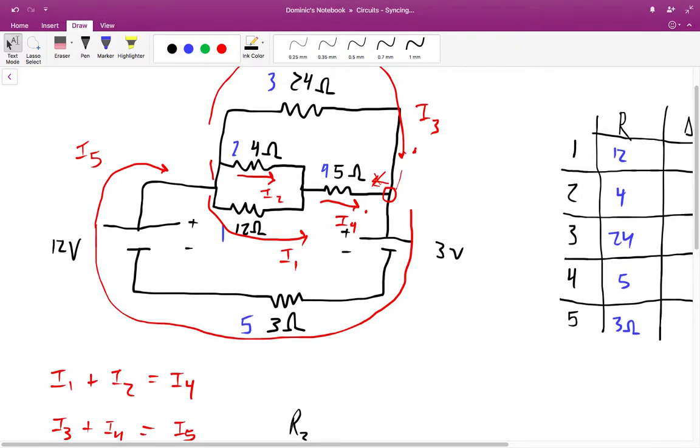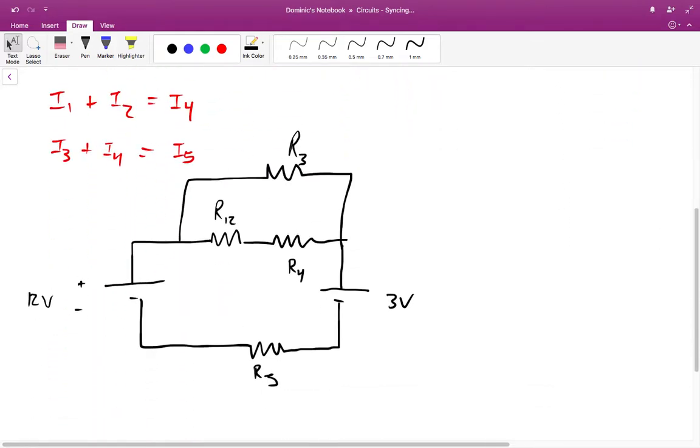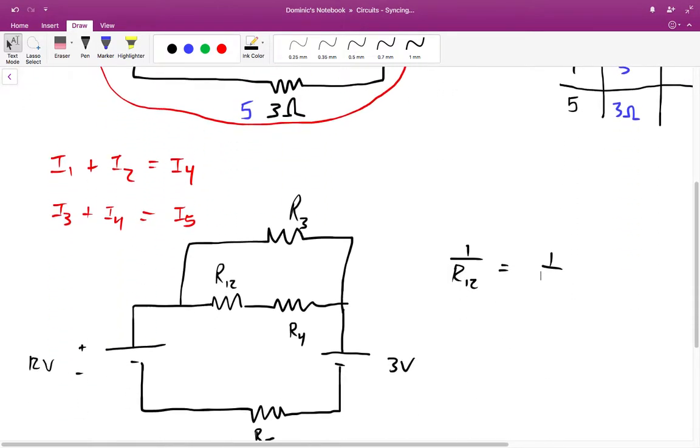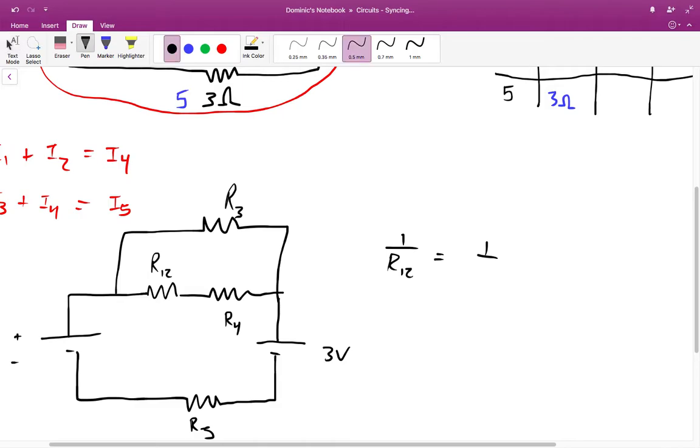Okay, we can figure out what R12 is. If we combine those in parallel, then we need to add up the inverses. So what we'd have here is 1 over R12 is equal to 1 over 12 ohm plus 1 over 4 ohm. So 1 over 12 plus 1 over 4. This is going to equal 4 over 12. And so that means that R12 then, if you take the inverse of 4 over 12, you're going to get 3. That equals 3 ohms.